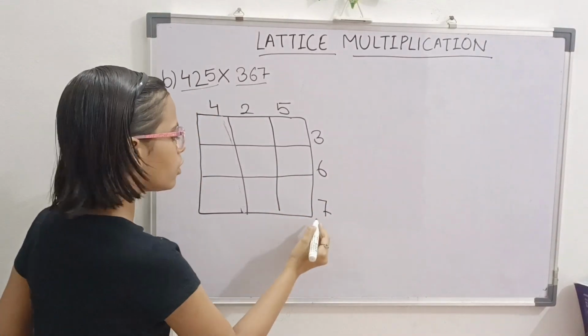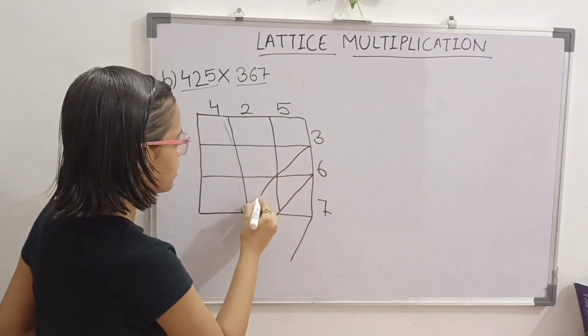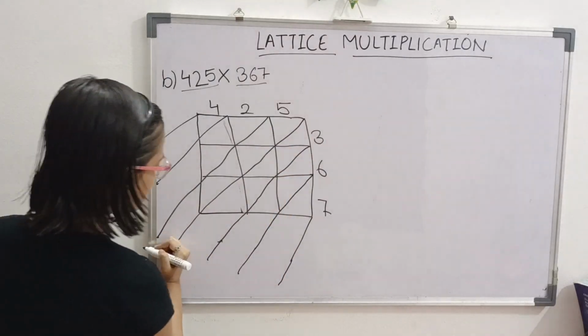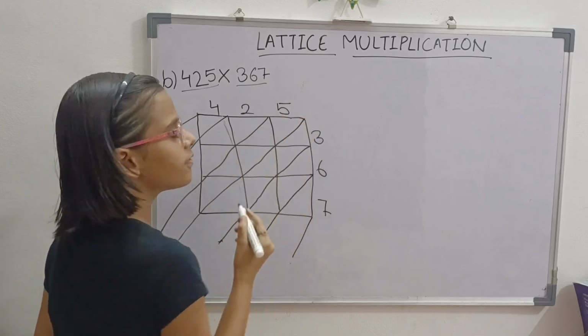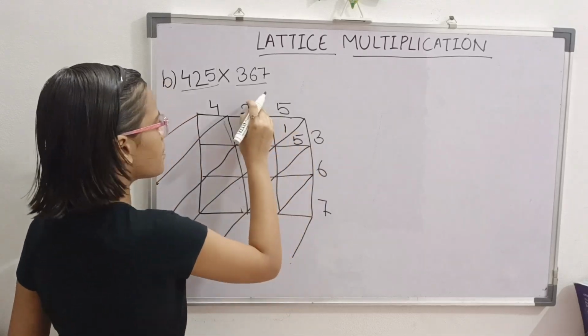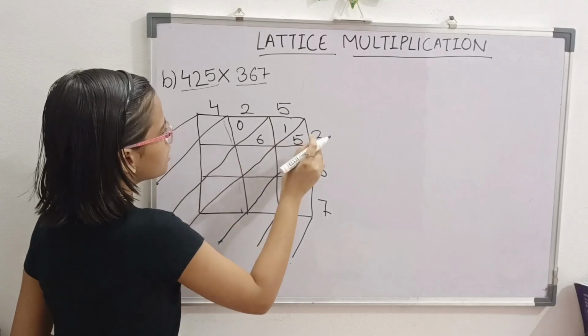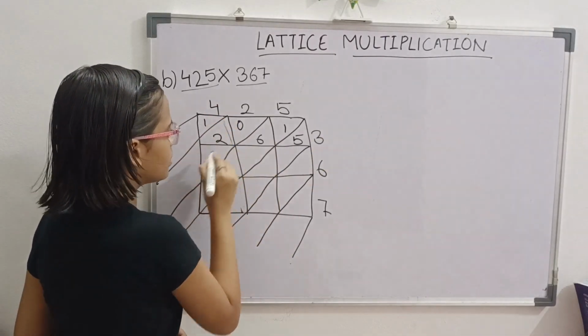Then we have to draw lines like this. Then we have to multiply these numbers. 3 multiplied by 5 equals 15. 1 here and 5 here. 3 multiplied by 2 equals 6. 0, 6. 3 multiplied by 4 equals 12. 1 here and 2 here.